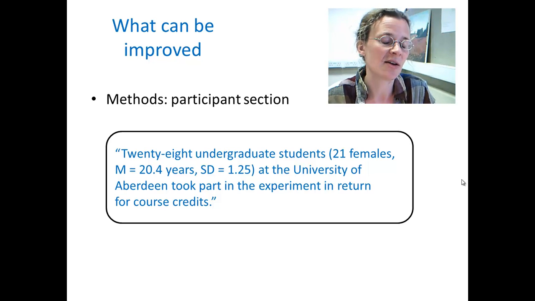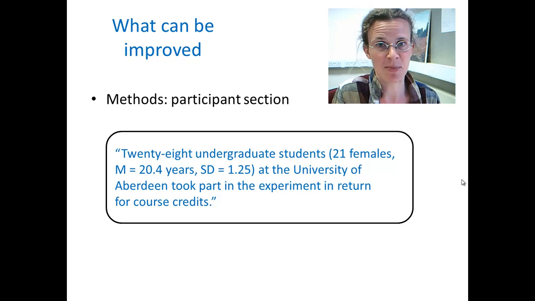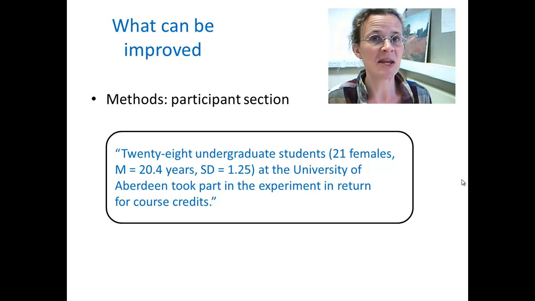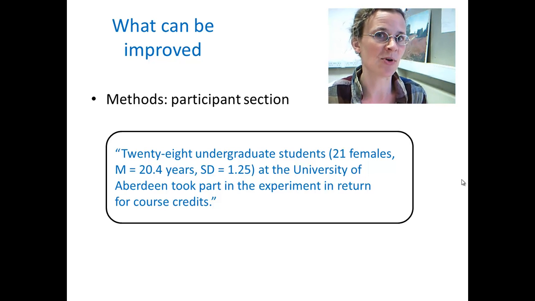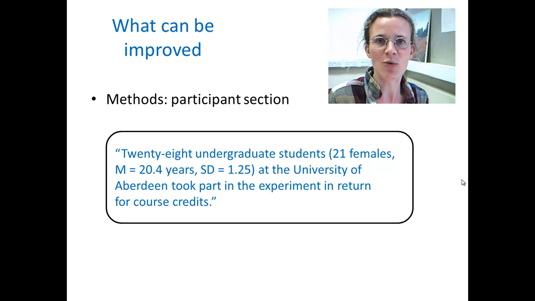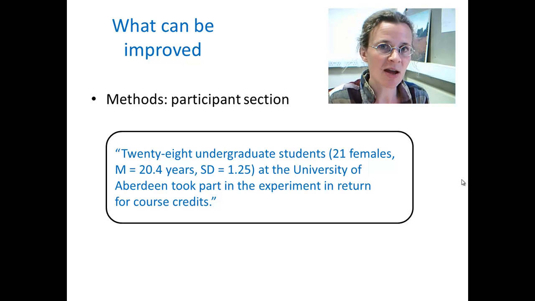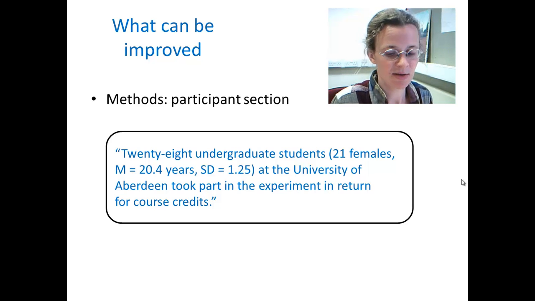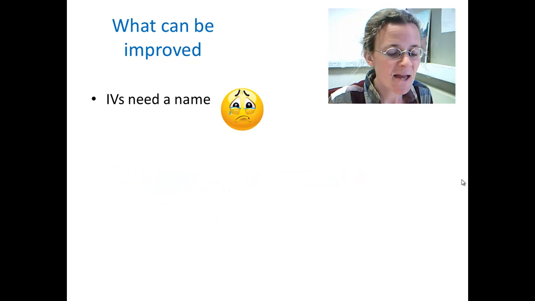You don't have to have a sentence saying there were 21 females and 7 males, and the mean was and the standard deviation was. You can put that all in brackets right after the word students. Of course, you weren't marked down because you didn't write that concisely. It was the first time you did that. But for next time, just know that it can be written in one sentence, just like this.